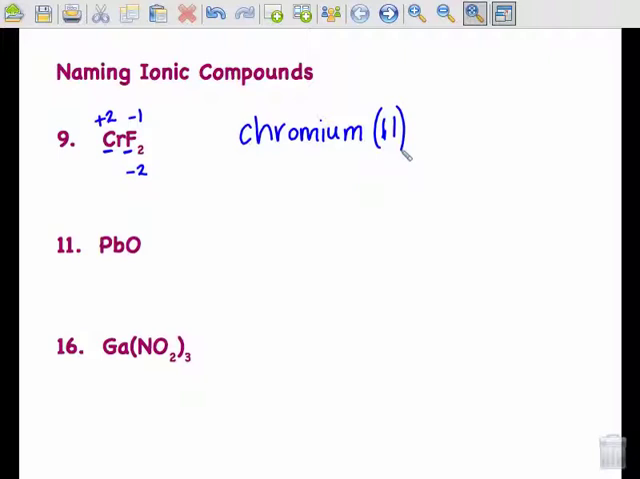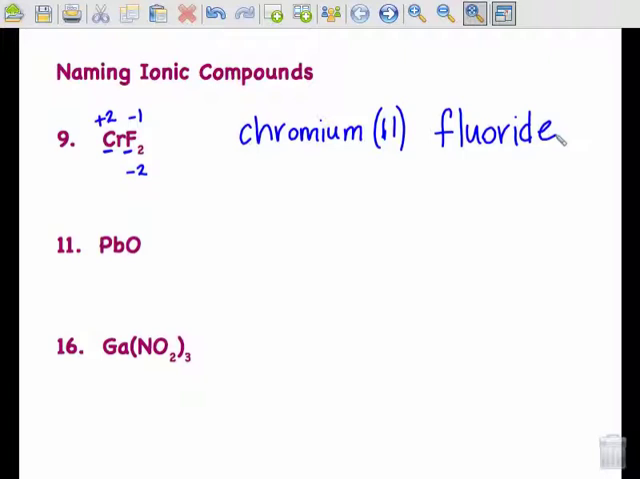Then I look at the second element, which is fluorine. It is not a polyatomic, so the fluorine becomes fluoride. Unless it is a polyatomic and on that chart it has an ending of ate or ite, in every ionic compound the second element needs to end in IDE. So the name of that is just chromium 2 fluoride. Notice the subscript doesn't really matter for ionic. The only way you're going to use it is to figure out charges.